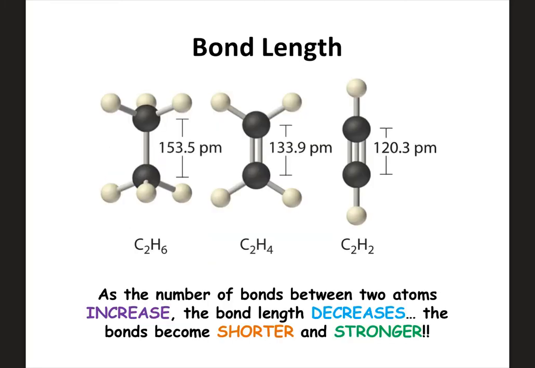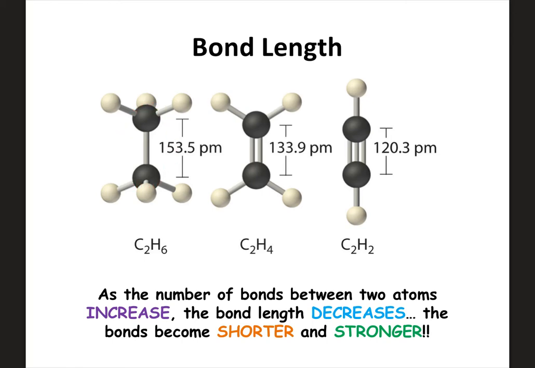I just wanted to mention real quick about bond length. When you have a single, double, or triple bond, as you get more bonds between these two atoms, the bond length actually gets smaller, or shorter. Here in the picture, this would be a single bond. There's just one bond. You can see that in the picture. There's just one line.